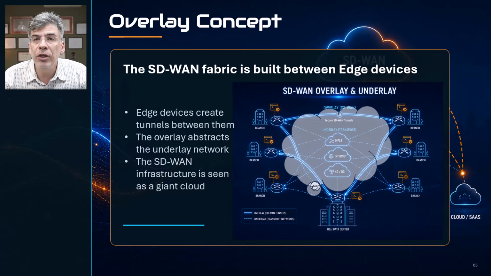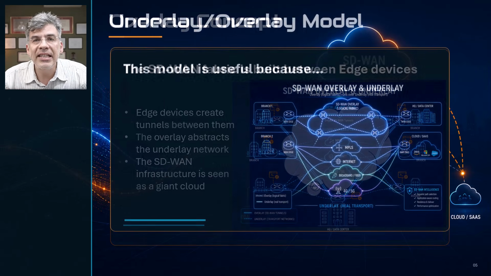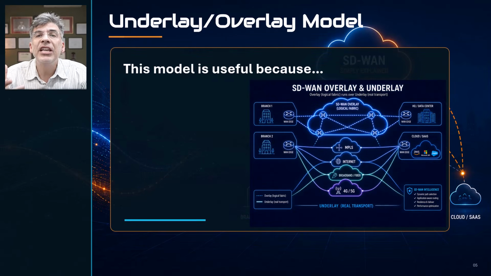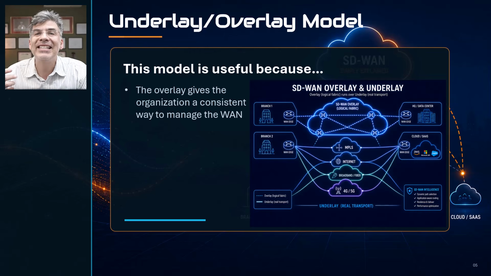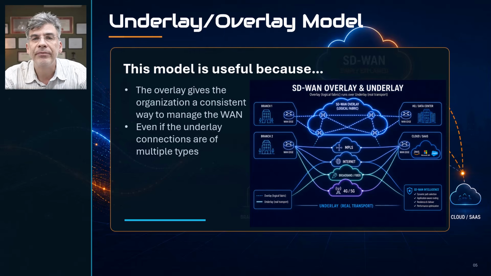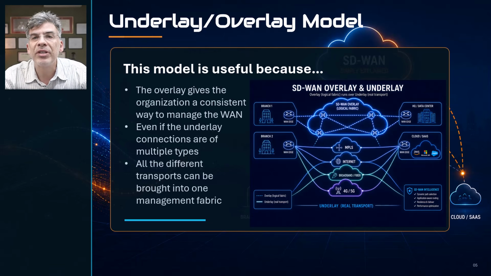From the SD-WAN point of view, these can all become possible paths in the overlay fabric, but the quality of those paths still depends on the quality of the underlay. Now, why is this model useful? It's useful because the overlay gives the organization a consistent way to manage the WAN, even when the underlay connections are different. Without SD-WAN, one site may have MPLS, another site may have broadband internet, another site may have cellular backup, and each connection is treated in a completely separate way. With SD-WAN, those different transports can all be brought into one managed fabric.